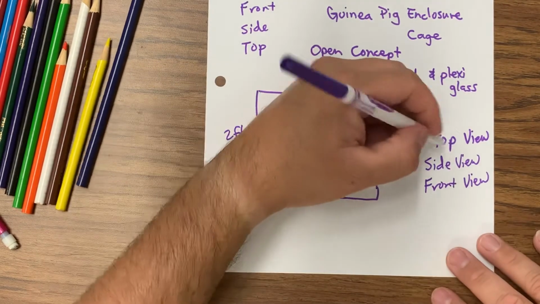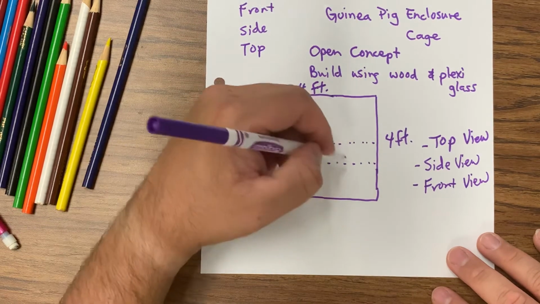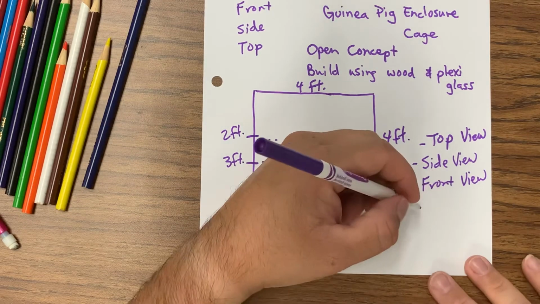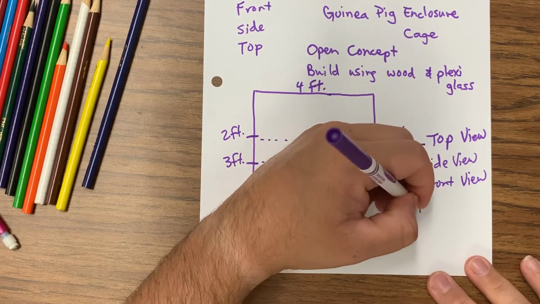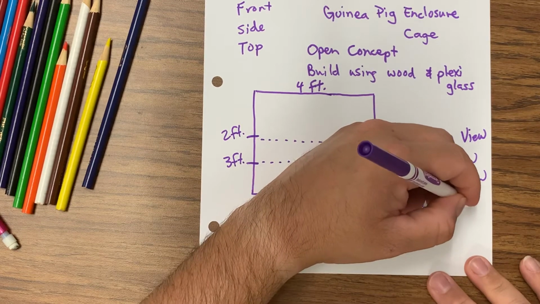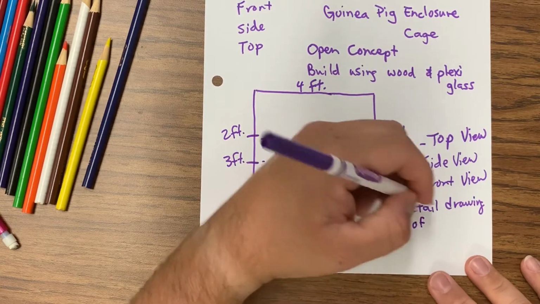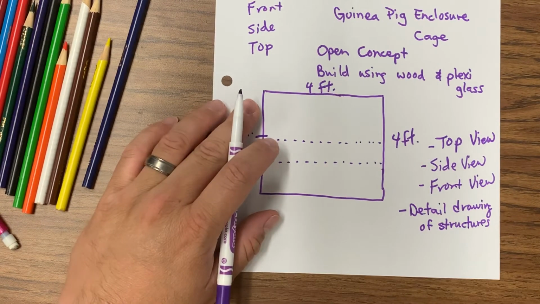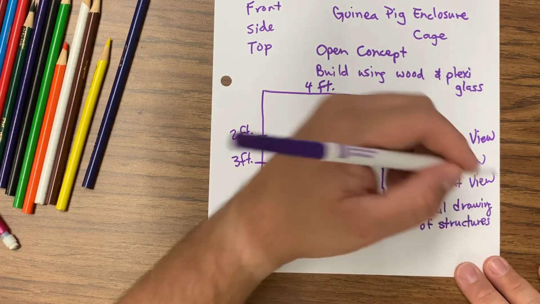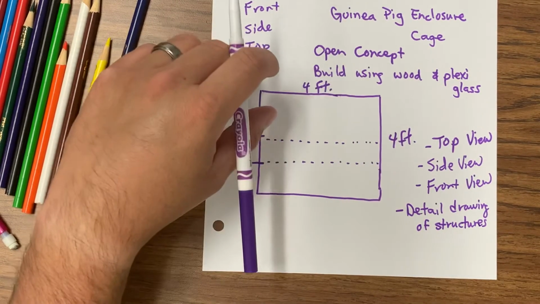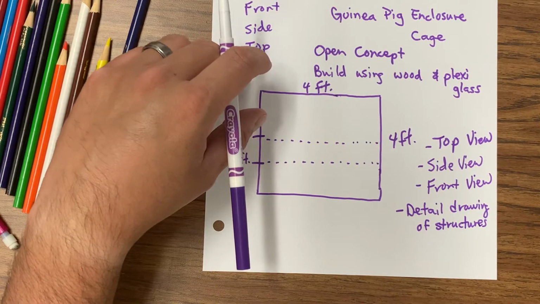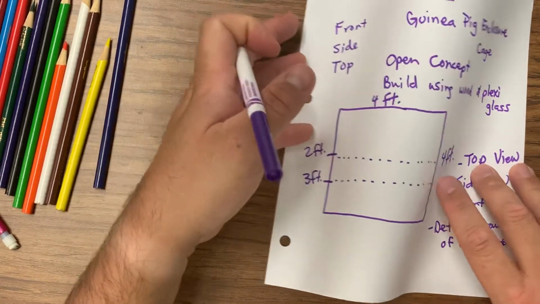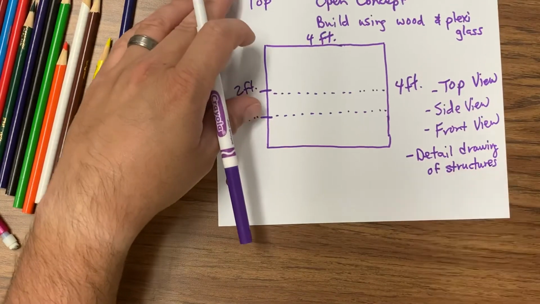Also, depending on what you're gonna put in this, sometimes they need little places to hide. So detailed drawings of, I'm gonna call them structures. A detailed drawing of whatever structures you want to put inside of it. That's what I need you to do, and this is gonna take not only today, but I'm gonna let you work on this today and next class period.